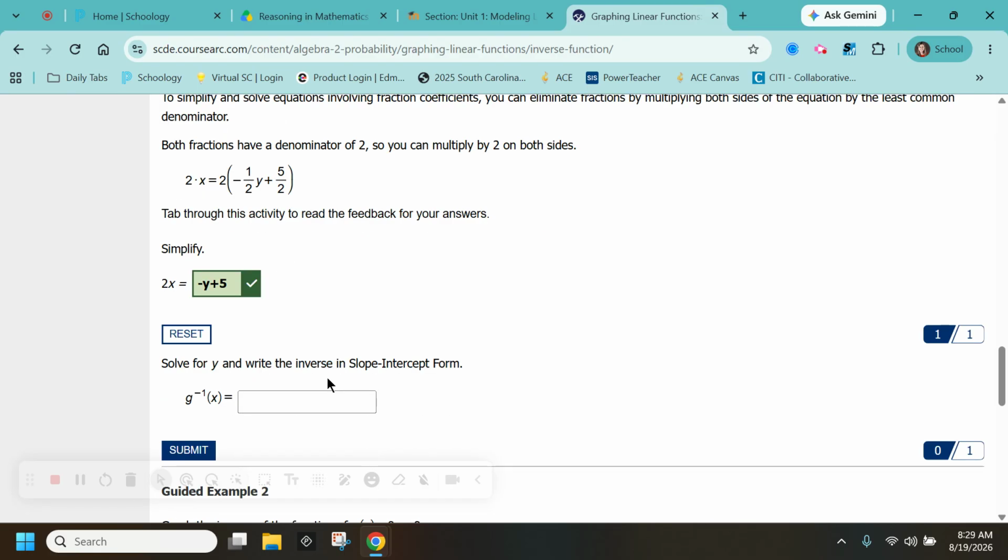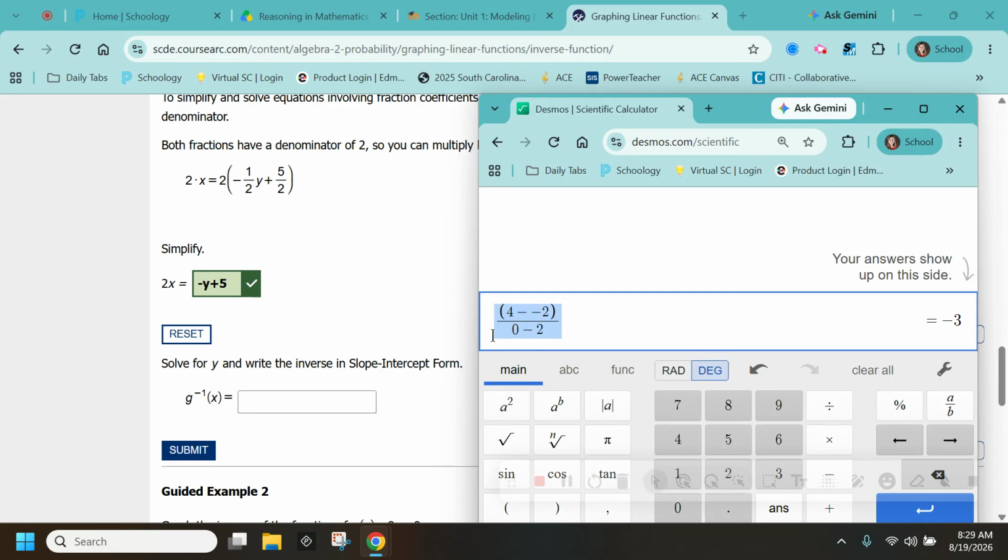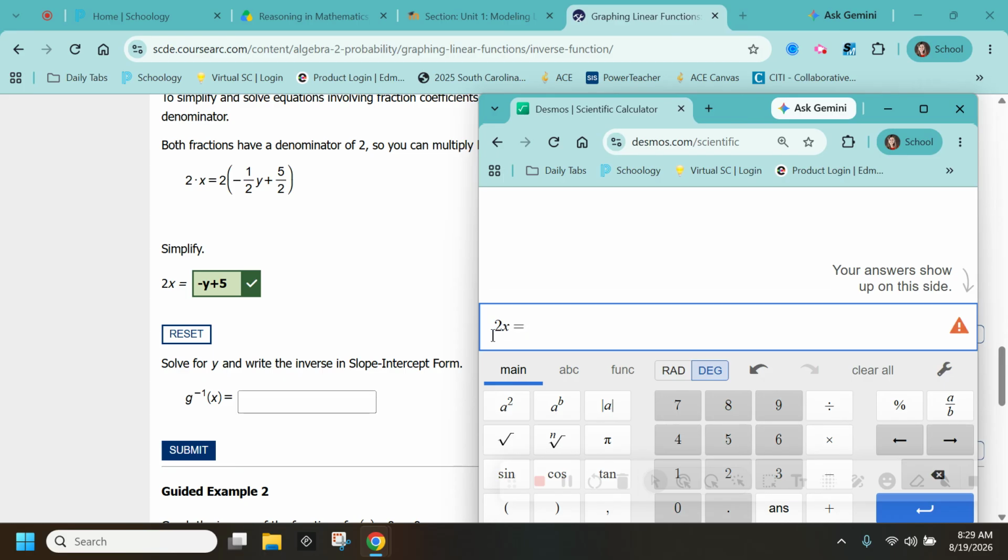Solve for y and write the inverse in slope-intercept form. So here's my calculator. We have 2x is equal to negative y plus 5. So your first step in this is to swap the, we've already swapped the x and y values. We are going to actually solve for y.